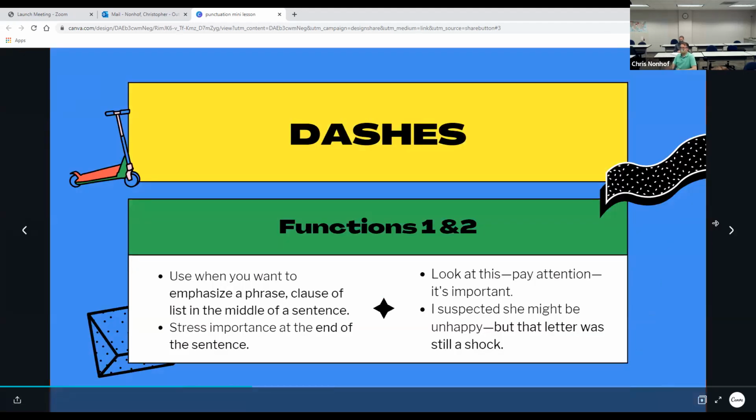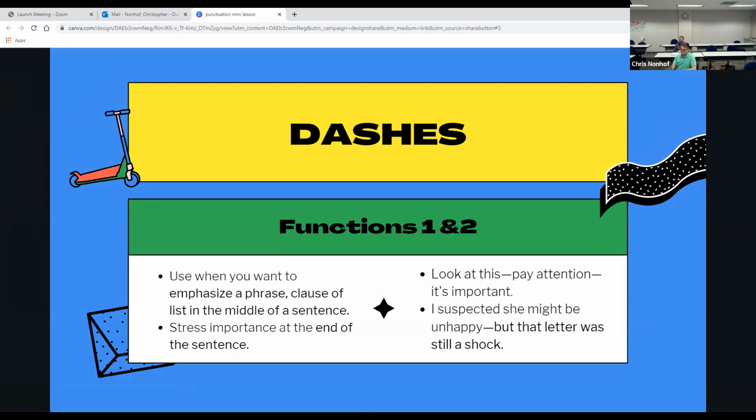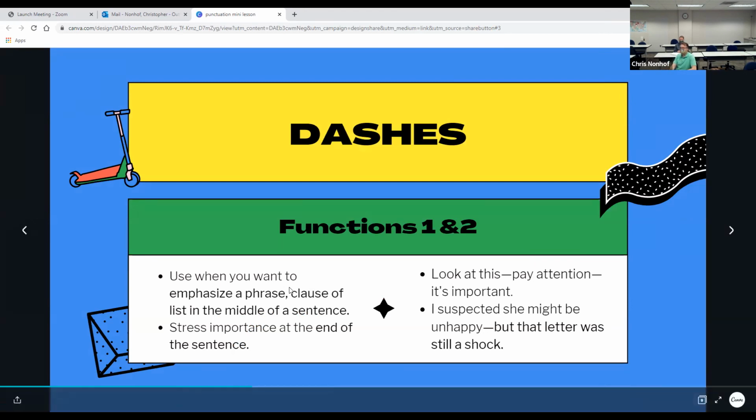So there's actually 4 different functions of a dash. We're going to look at 1 and 2 right now. You use a dash when you want to emphasize a phrase, clause, or a list in the middle of a sentence. Like I said earlier, look at this, pay attention, it's important. So you're setting apart what's important in the sentence, and then stress importance at the end of the sentence as well. Here's a little practice sentence: I suspected she might be unhappy, but that letter was still a shock.